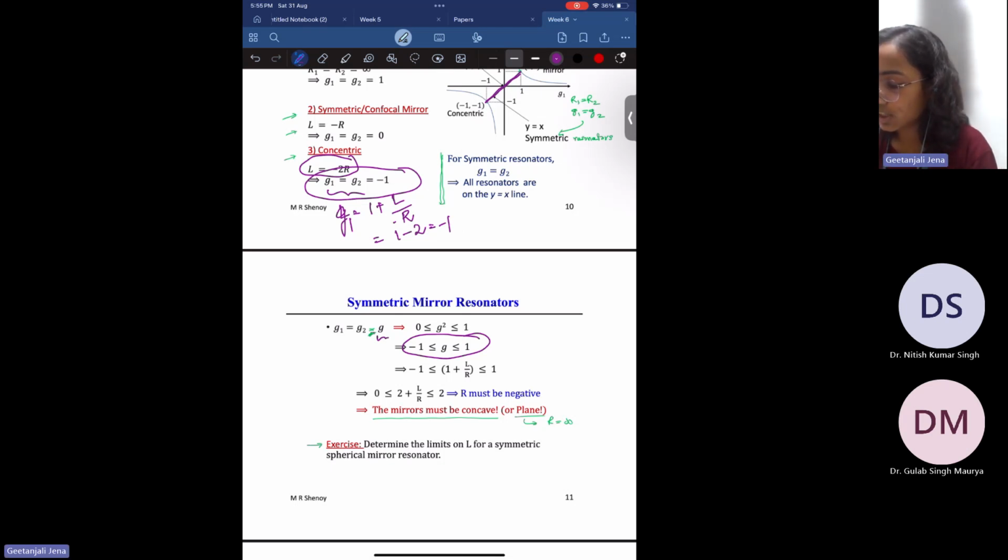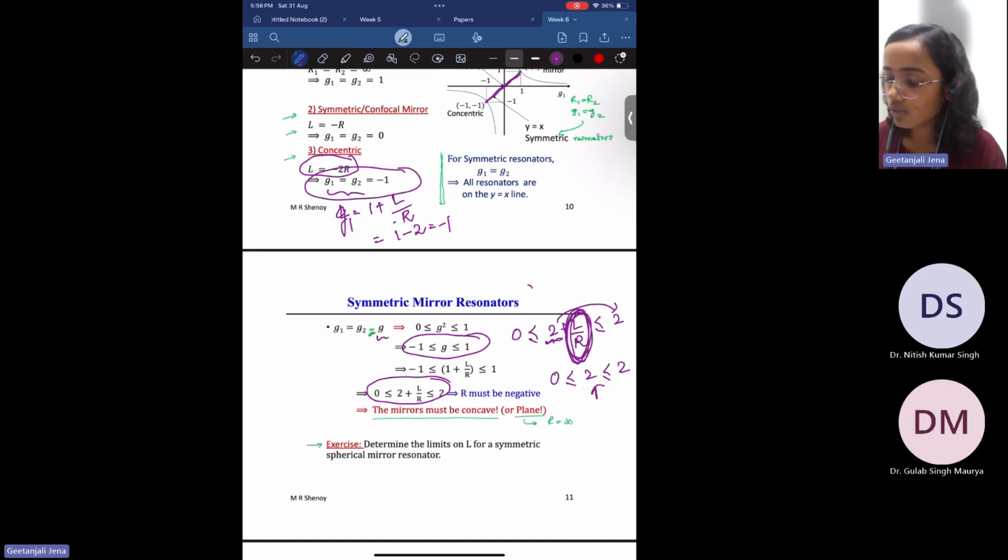And just put the value of G, which is 1 plus L by R. From this, we can easily find the stability condition. That is, 0 should be less than 2 plus L by R, which should be less than 2. Here you already see it is less than 2, which means this factor should be negative, right? So R should be negative. If you are taking a symmetric mirror, R should be negative or R should be infinite, so that the maximum value of 2 plus L by R is 2. So these two values satisfy this equation. That means you can take a plane mirror resonator, or a negative value of R, which means a concave mirror. So for stability of a symmetric resonator, we have two mirror options: plane mirror or concave mirror.